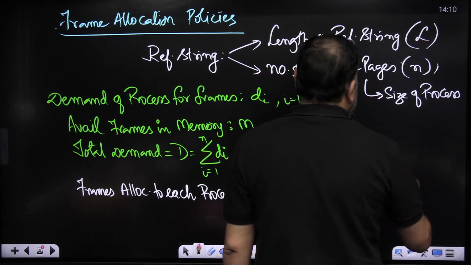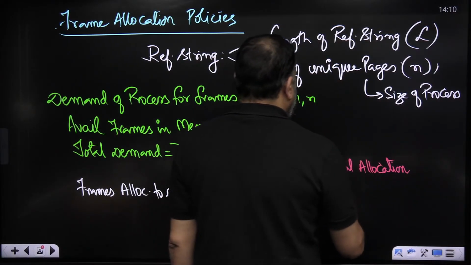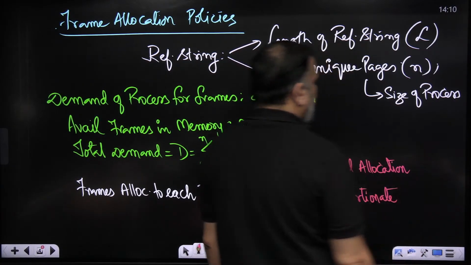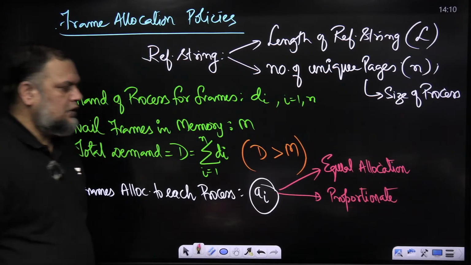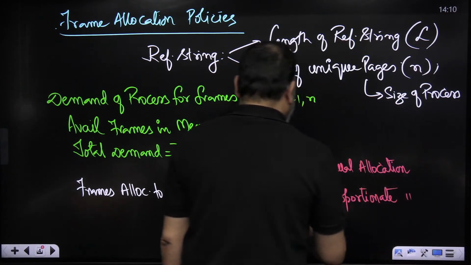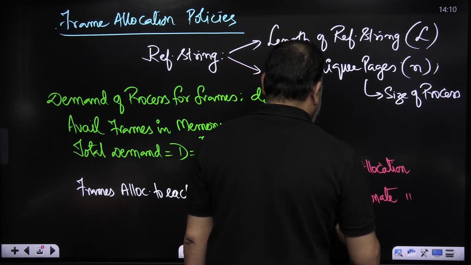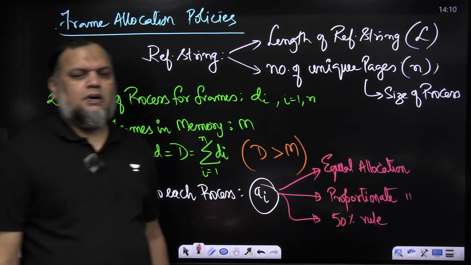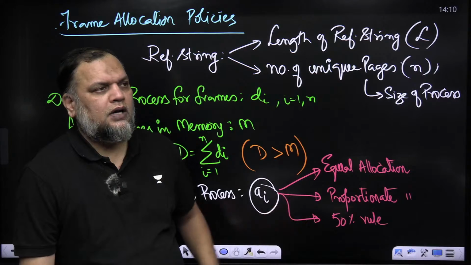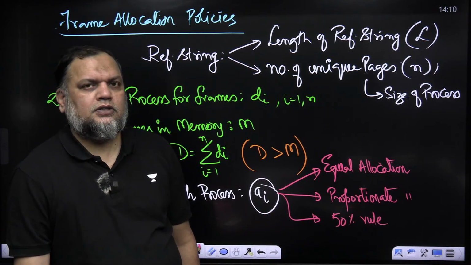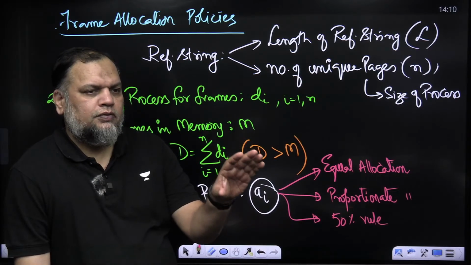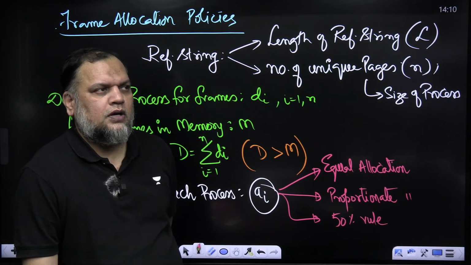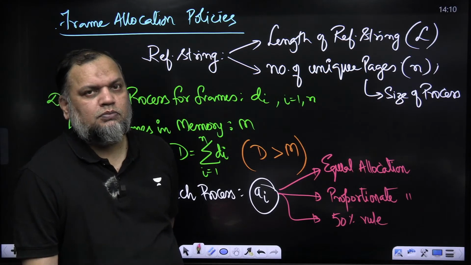That means every process will get equal number of frames. If not equal, it may be proportionate allocation. Proportional to the demand. अगर demand ज़्यादा होगा तो आप ज़्यादा दोगे, demand कम होगा तो कम दोगे. And if not, you can even follow some policy like 50% rule. If you have enough frames, you can follow 50% rule. मतलब whatever the process is demanding, you can give 50%. So my dear students, with reference to referencing and some allocation policy, now we are ready to start to discuss the various page replacement techniques.